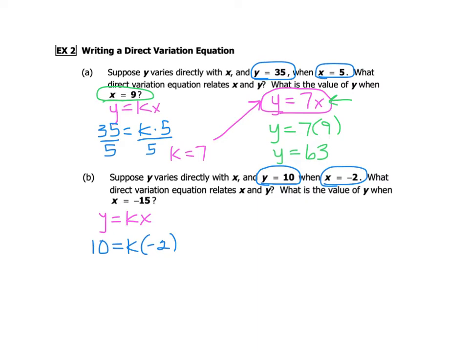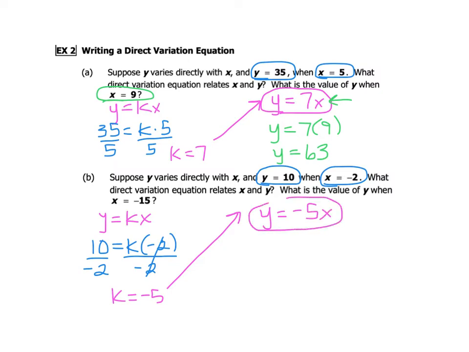X is negative 2. Now we can solve for k. So we're going to divide both sides by negative 2. And we find out that our k is negative 5. So go up here again to the top, and let's write our direct variation equation, which is y equals negative 5x. And we'll put a big circle around that because that's our equation.